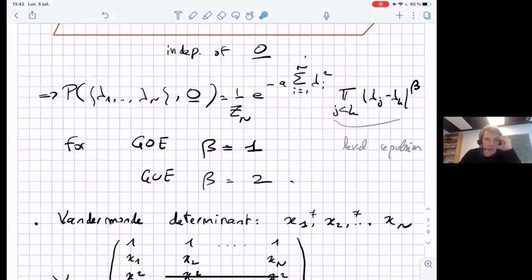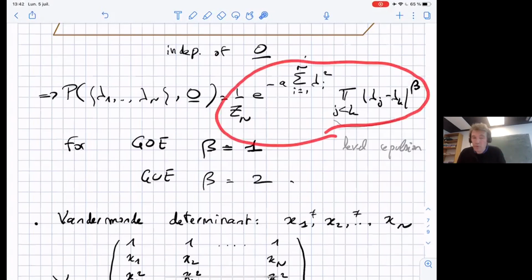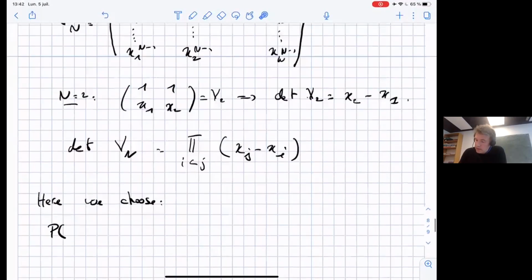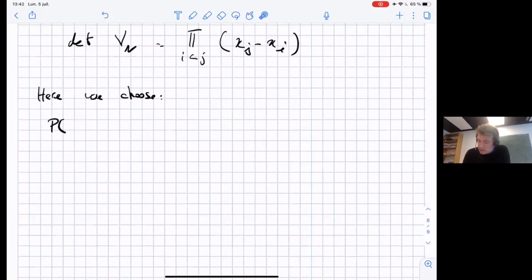So that gives me a number which corresponds to the total integral, but it does not couple the matrix elements of O and the lambda i's. So this is already, if you want, up to a prefactor, just the joint distribution of the eigenvalues only. And that's the quantity that I will focus on in the following. So I will just look at P of lambda one, ..., lambda n.